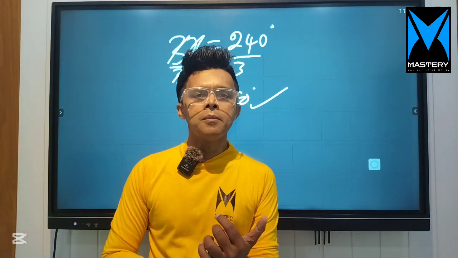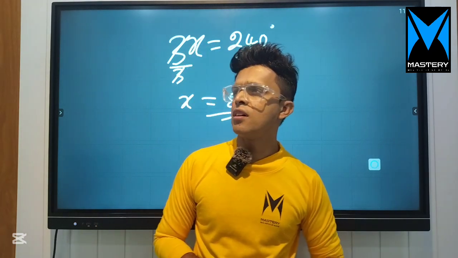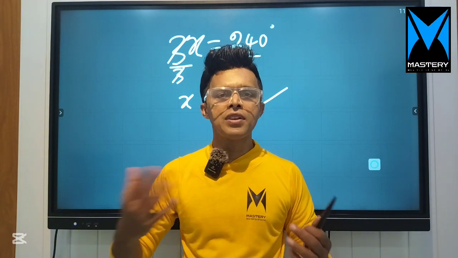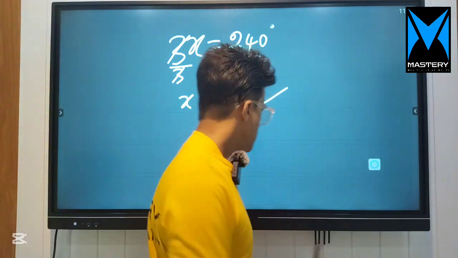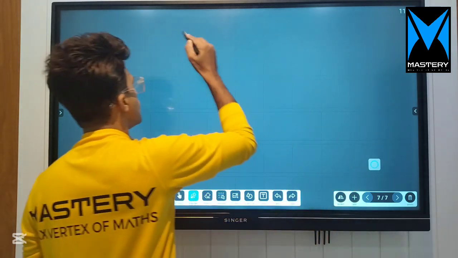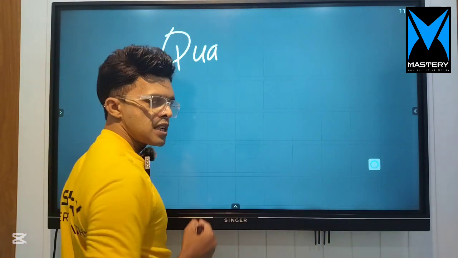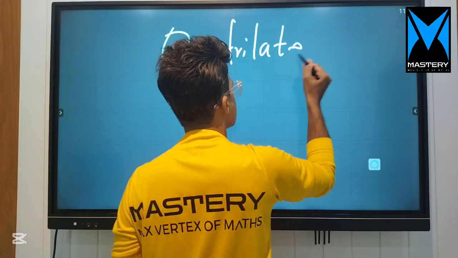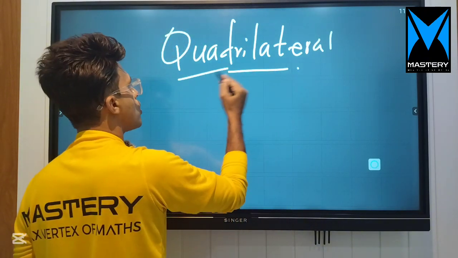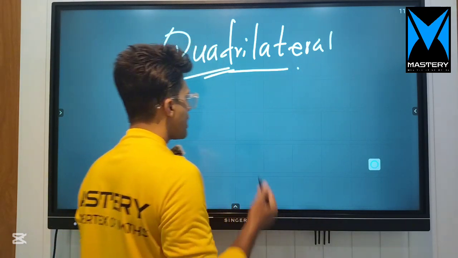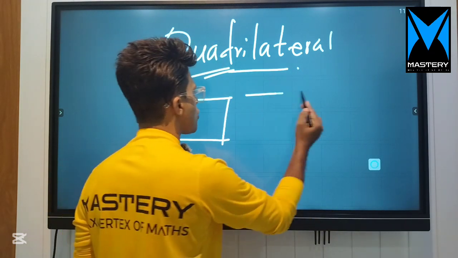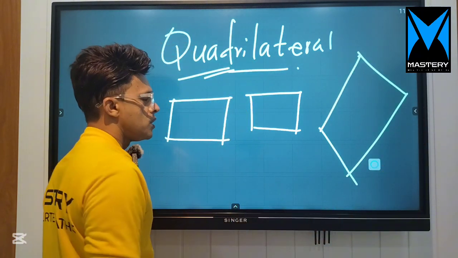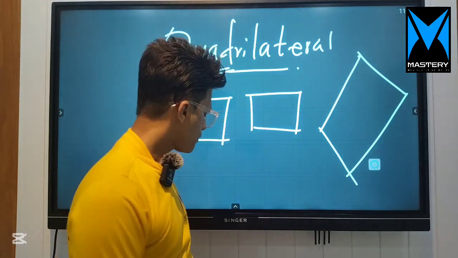Now I'll teach you the related sums of quadrilaterals, the sum of interior angles of a quadrilateral. What's a quadrilateral? Quadri means 4, right? Okay, so here is a quadrilateral. Here is a quadrilateral. Here is a quadrilateral.